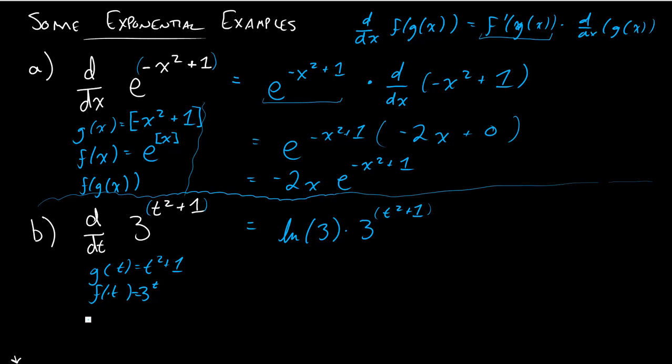So f of t is 3 to the t, so f prime of t is ln of 3 times 3 to the t. But I don't write f prime of t first, right? I write f prime of g of t, right? So I have to replace this t here with g of t, right? So this is the first part that I've already underlined, right?